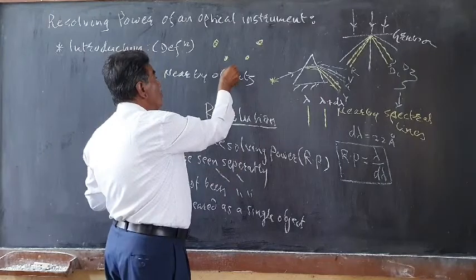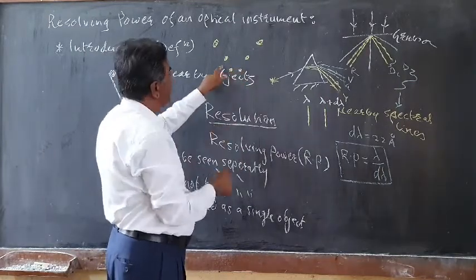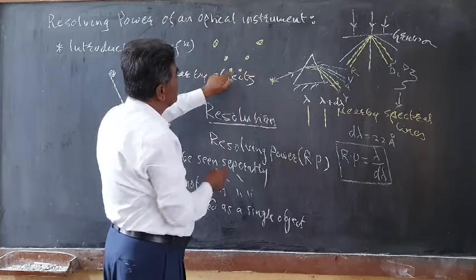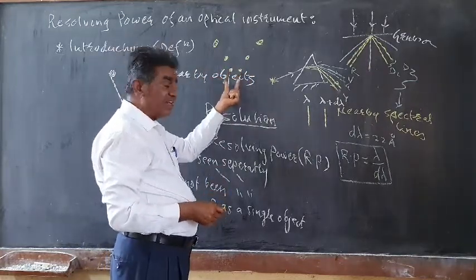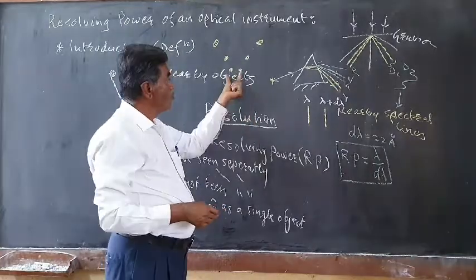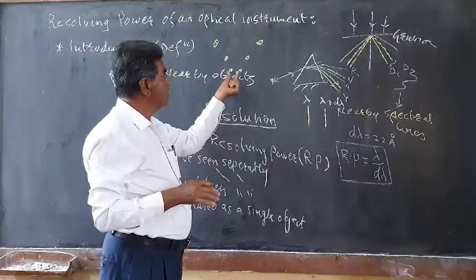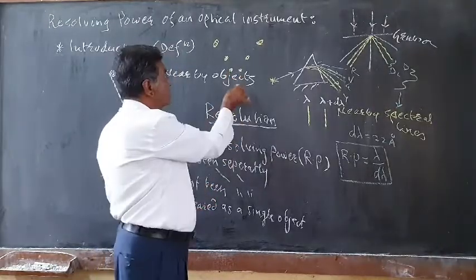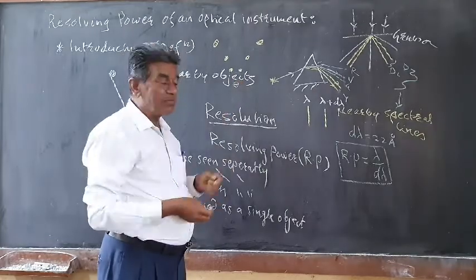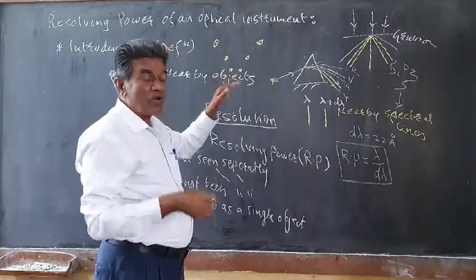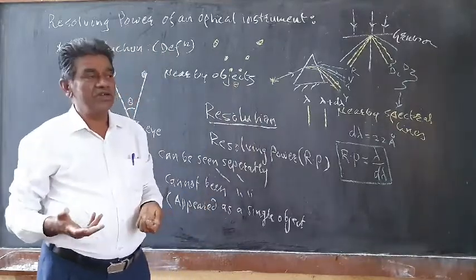If we further decrease the distance between the two point objects, there is a condition at which they can just be seen separately, that is, just resolved. Beyond that, the two point objects appear as a single object. So this is the limit. What is the condition for the limit of geometrical resolution?